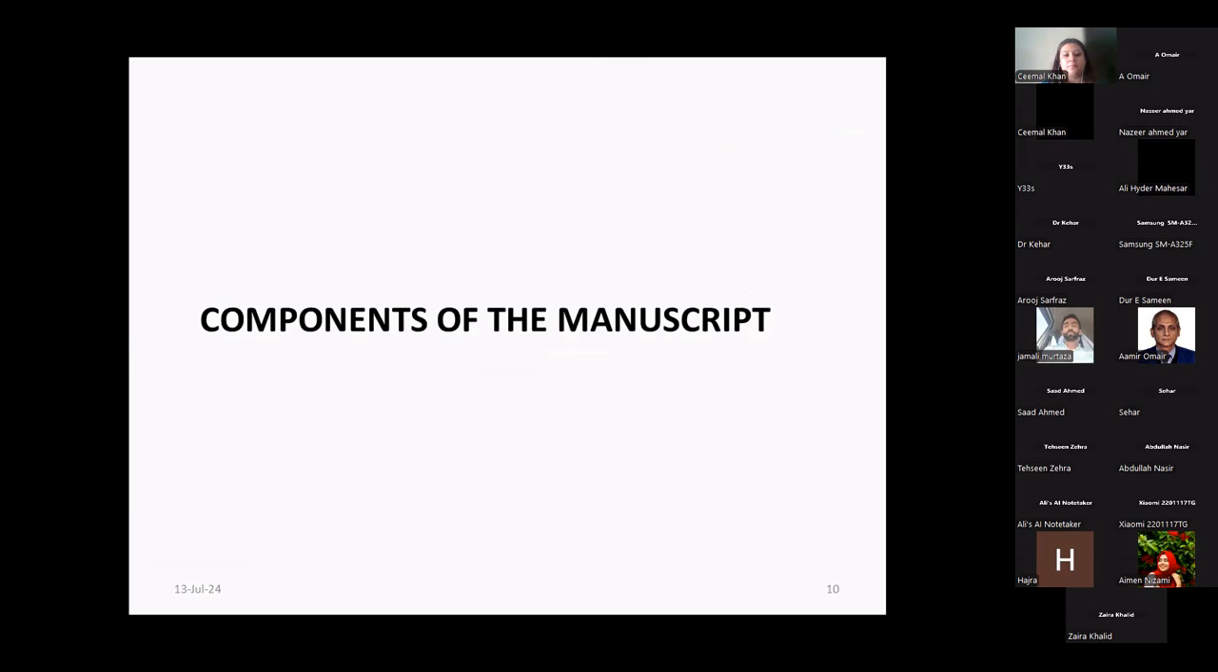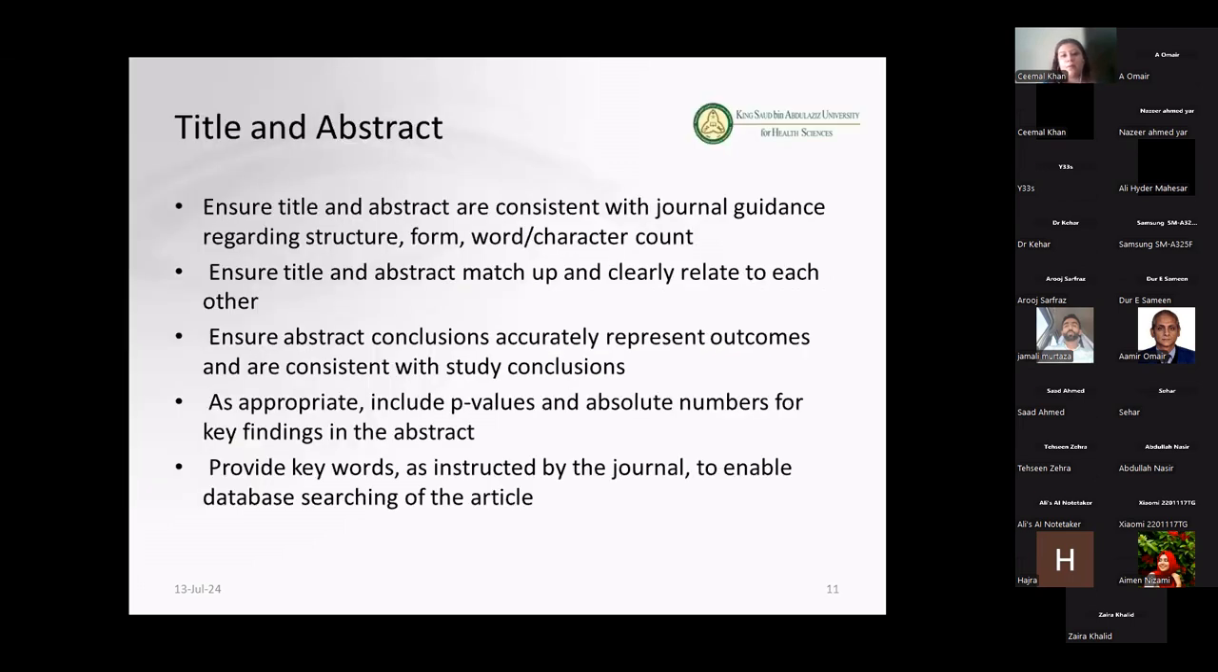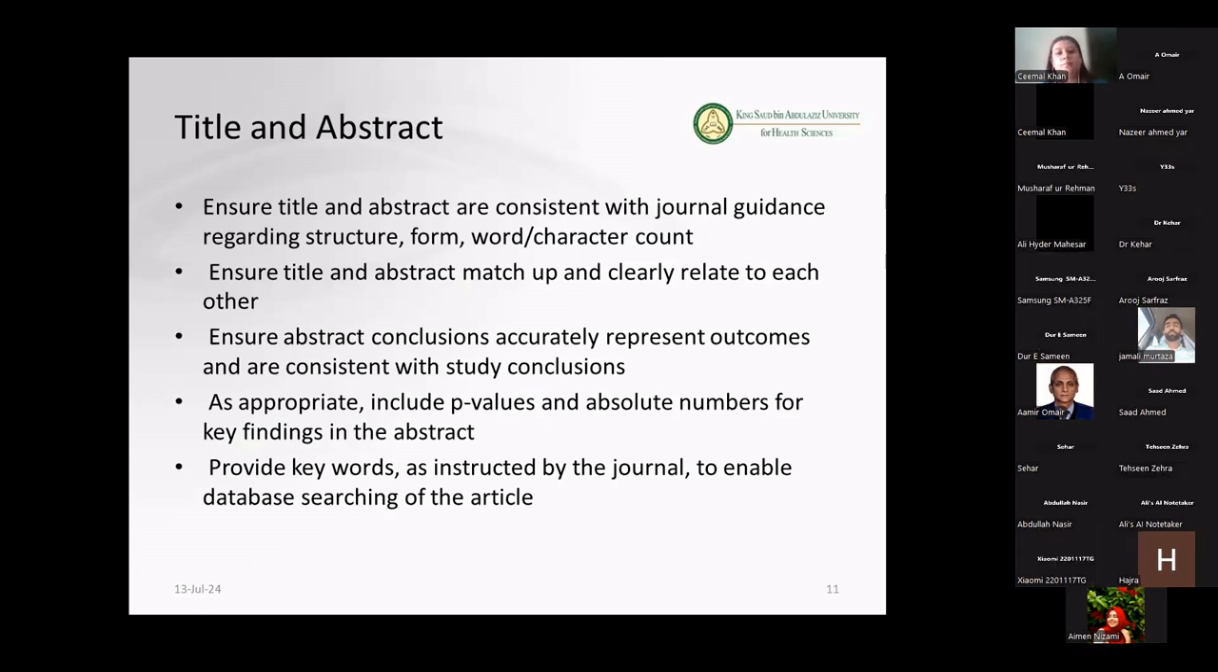This will just go through quickly. I'm not going to be talking in detail about different parts of it. It will be more in the writing workshop that you take. But as you know, there are the title and the abstract, right? When we write the title, and now I'm talking from the reader's perspective, the title and abstract must be consistent with the journal guidance regarding word count. I'll show you a template later on. Make sure that the title and the abstract match up and are related to each other, because these are the two things that are reviewed by the editorial board.